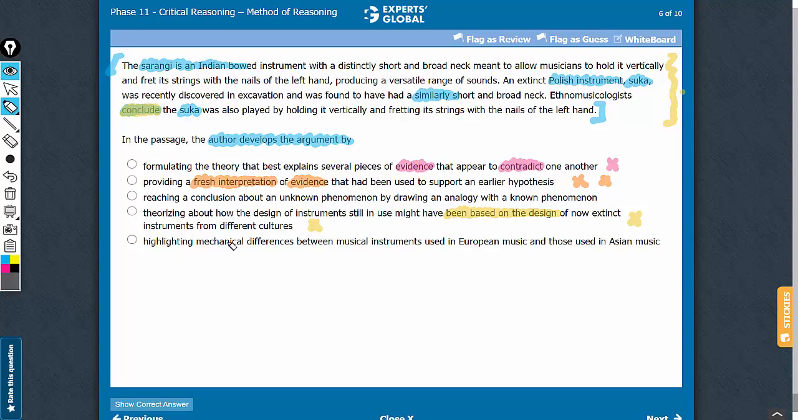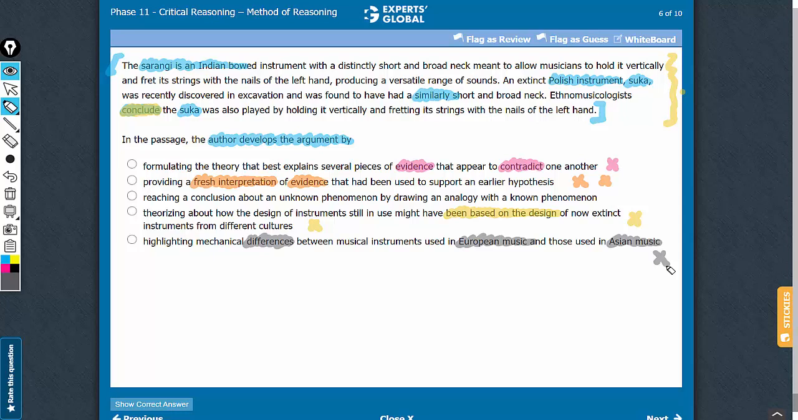Answer choice E has a lot wrong. The argument is not about differences. The argument is in fact about similarity, and it is not about European music versus Asian music. This is simply about two instruments being similar and therefore certain interpretation being drawn about the second instrument on the basis of the first instrument.